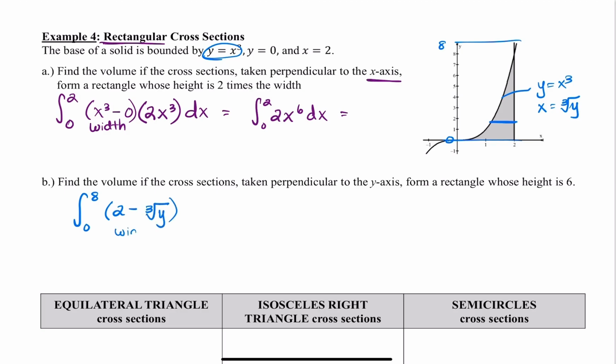So we know that this is the width. And then they just said the height was 6. It's not 6 times anything. It's just going to be a regular old 6. And then we're going to take that with respect to dy. So, of course, you can always clean that up a little bit. You can say from 0 to 8 of 12 minus 6 cube root of y dy. And I'll leave that for you guys to go ahead and figure out.